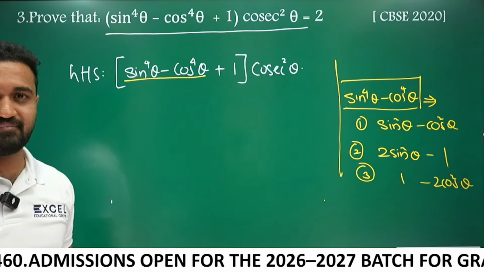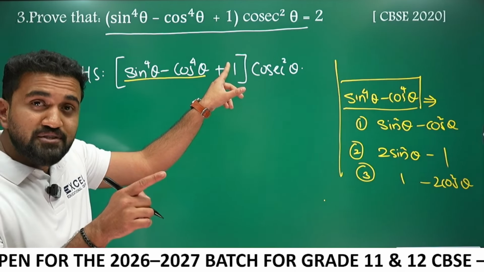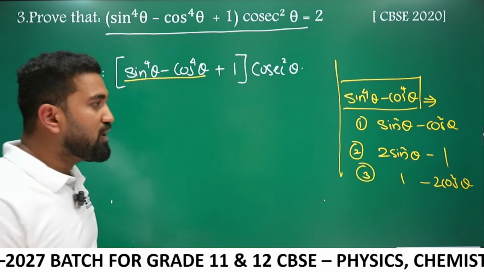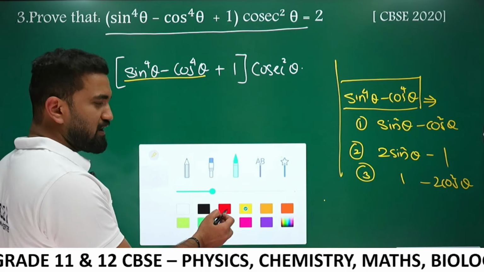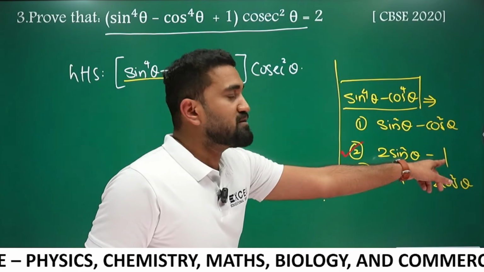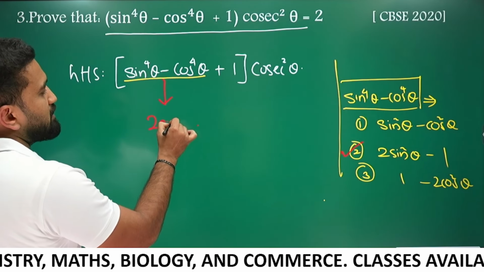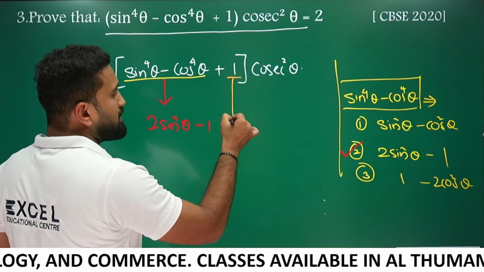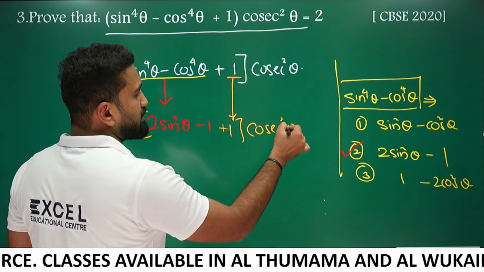Got it? Now among the 3 expressions, which expression will you apply here so that you can simplify it further? See, there is a plus 1. To cancel the plus 1, you should be able to generate a minus 1 here, so that minus 1 plus 1 will cancel. So which among the 3 expressions carries minus 1? Which one? 1, 2, 3. It is clear that you take option 2, which contains minus 1. Let us see what happened. Applying this here, 2 sine square theta minus 1, and the next part will be plus 1 into cosec square theta.